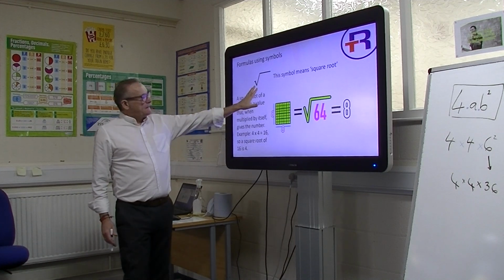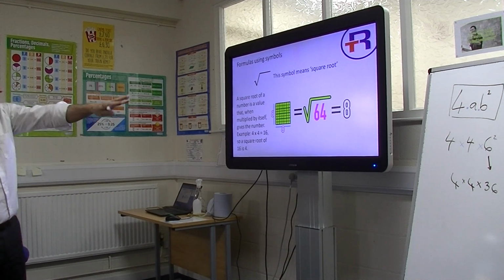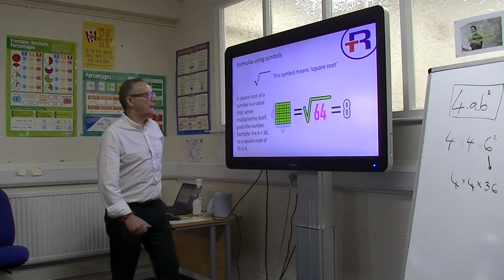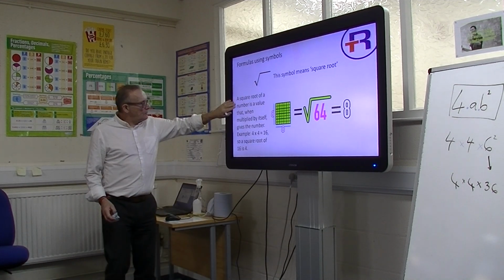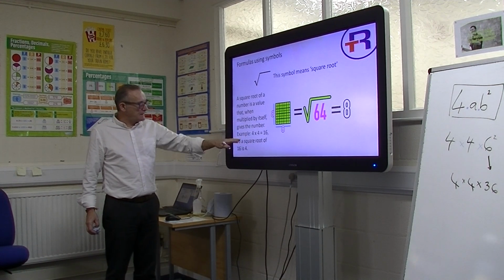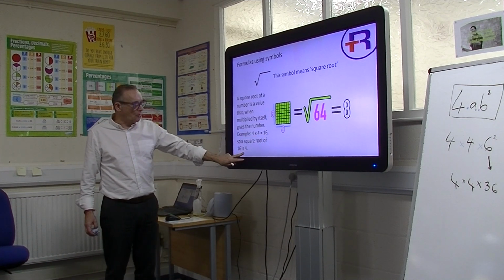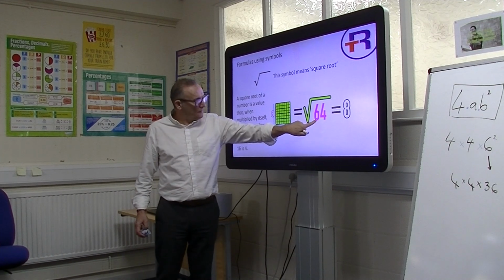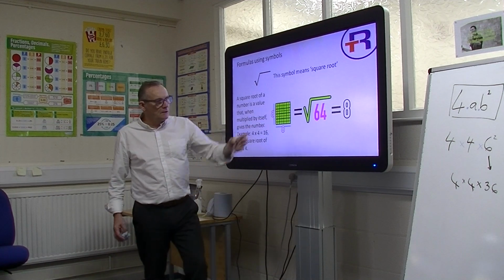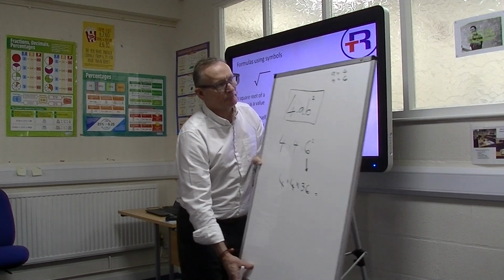So what happens if we get a symbol that looks like this? Sometimes they'll mix a symbol into a question like that, and this symbol means the square root. The square root of a number is a value that when multiplied by itself gives that number. For example, 4 times 4 is 16, so the square root of 16 is 4. If we have the number 64, the square root of that is 8, because 8 times 8 gives you 64. They're starting to use these a bit more in the exam.